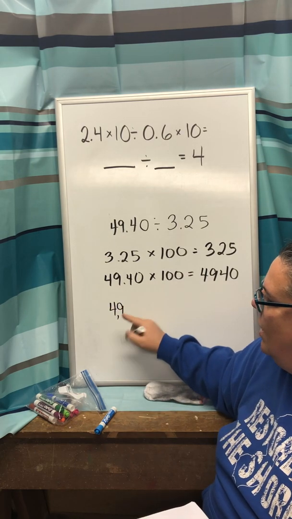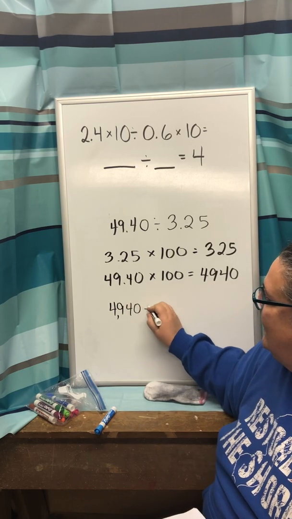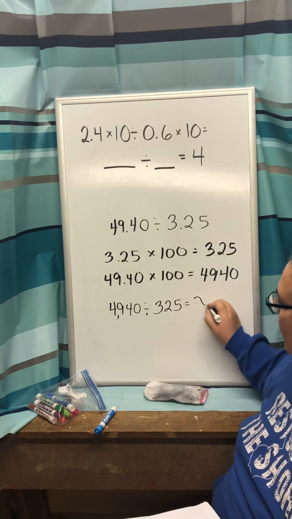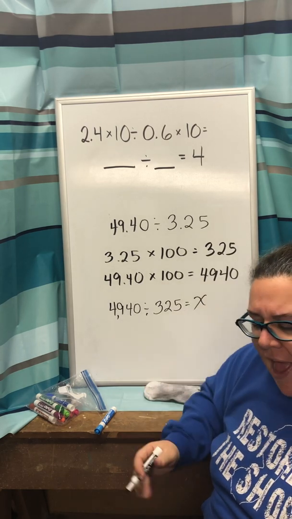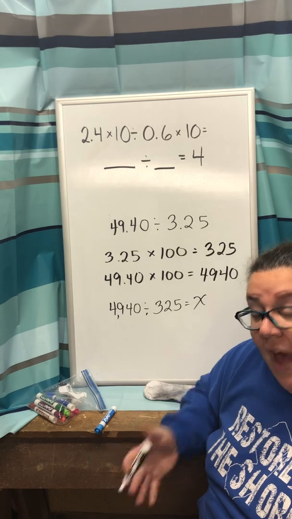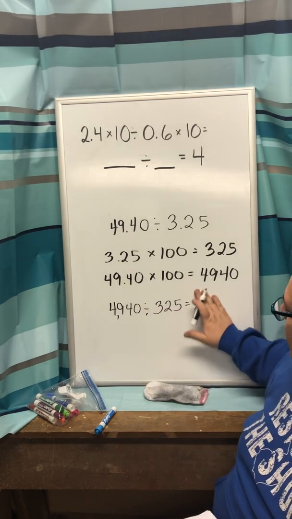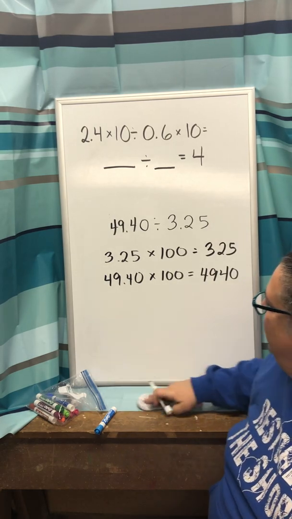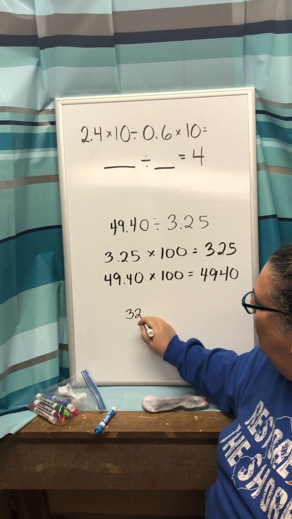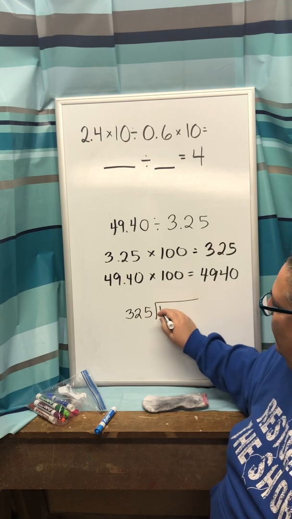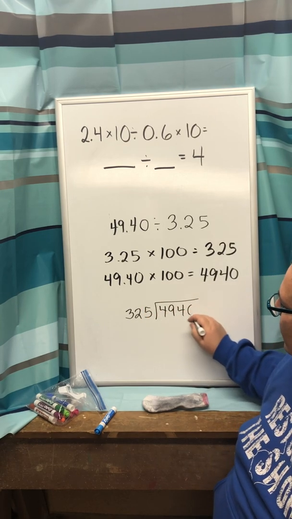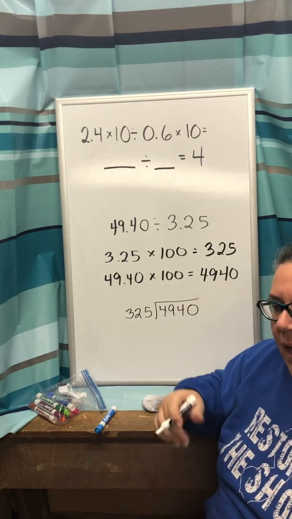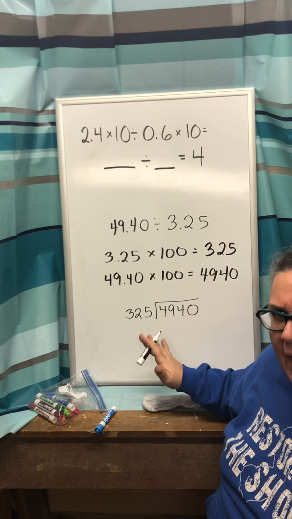So 4,940 divided by 325 equals X. They didn't ask us for that, but then they did ask us to, on the side, solve the problem. So I'm going to get rid of this, and I'm going to actually solve it out. So we have, and they gave you the boxes to fill in. All I'm looking for you to do on the Google slide is to actually put the final answer.